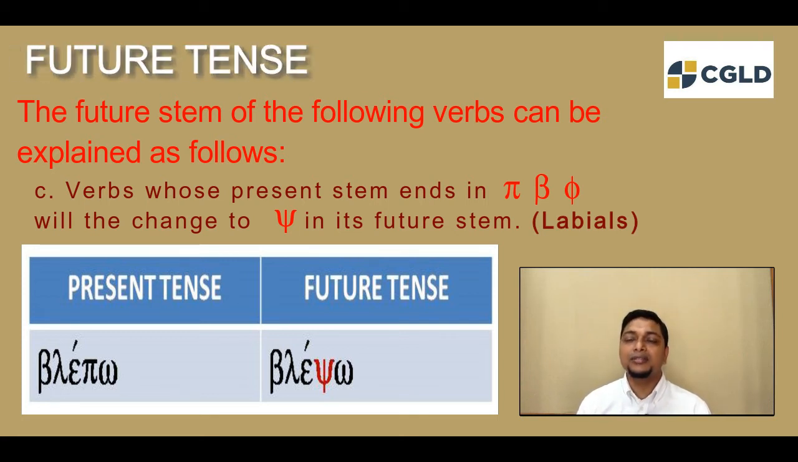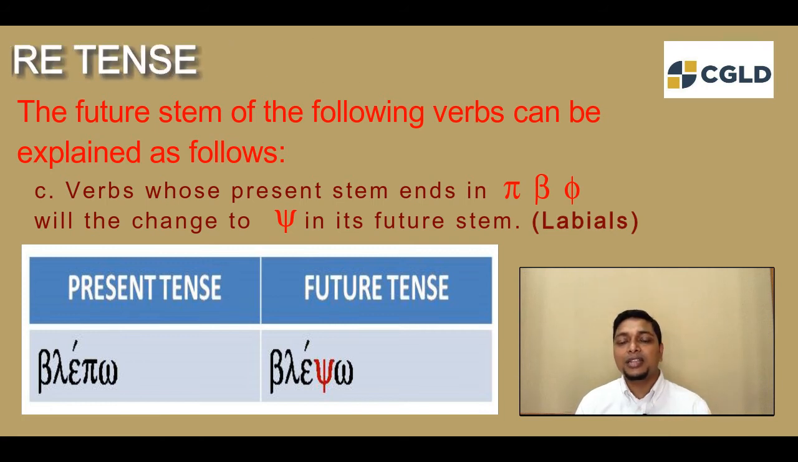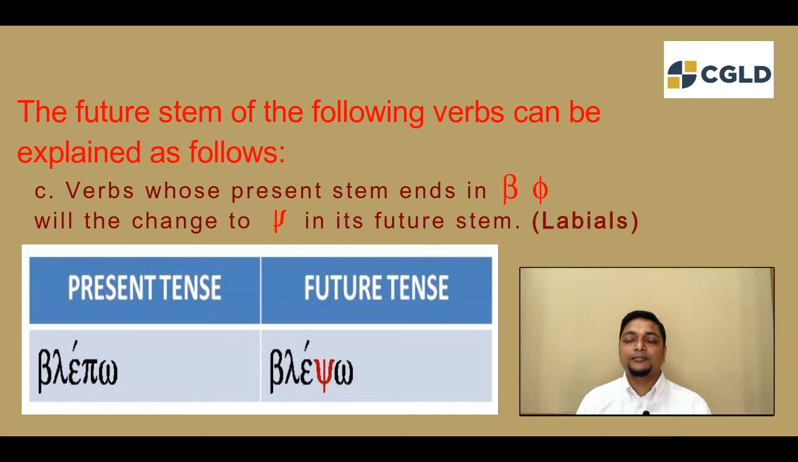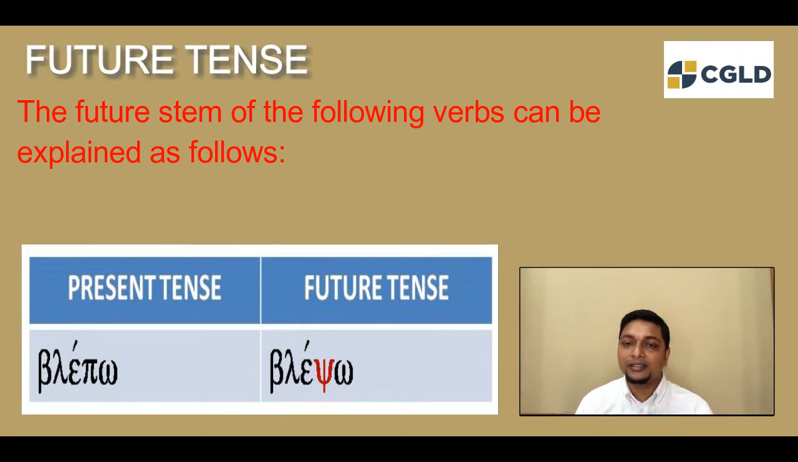So how do we pronounce this? Blepo in future tense will become blepso. And these are called labials.